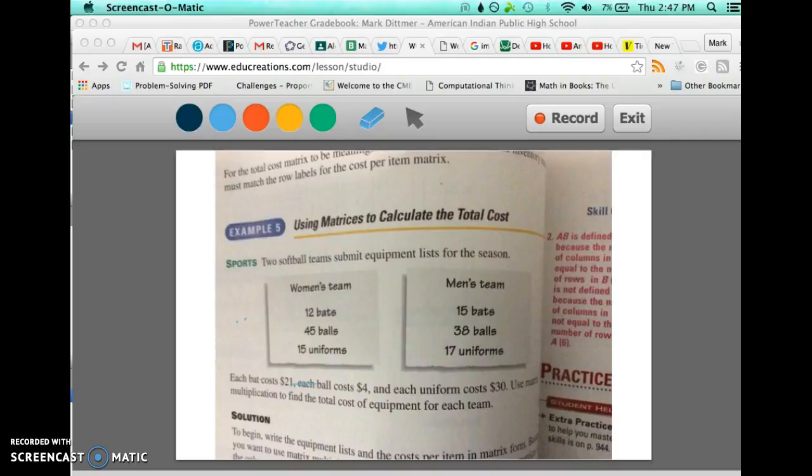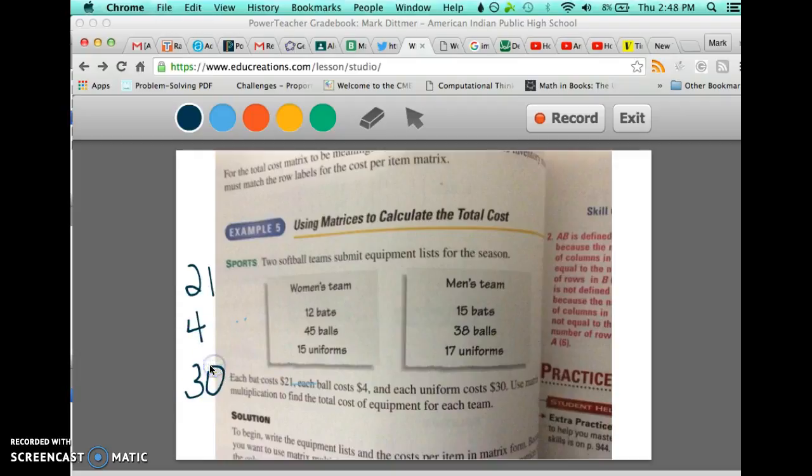All right, so here we've got a word problem that might involve matrices. Two softball teams submit equipment lists for the season. Women's team, 12 bats, 45 balls, 15 uniforms. The men's team, 15 bats, 38 balls, 17 uniforms. Each bat costs $21, each ball costs $4, and each uniform costs $30.